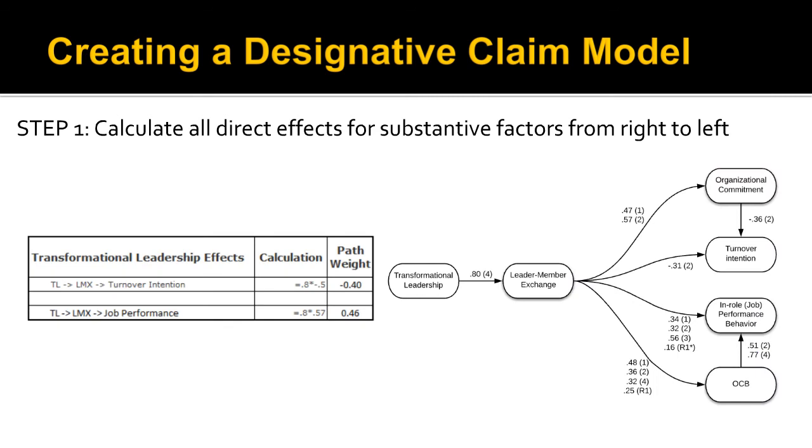Finally, to finish step 1, we calculate the total effects of any factors that have only indirect effects on the outcomes. In this case, there is only one of these factors, transformational leadership. Since we already calculated the total effect of LMX on turnover intention and OCB, we can simply multiply the effect of transformational leadership on LMX by the LMX total effect on these two outcomes. The table on the left shows the calculation and the resulting total effect of transformational leadership on the outcomes.